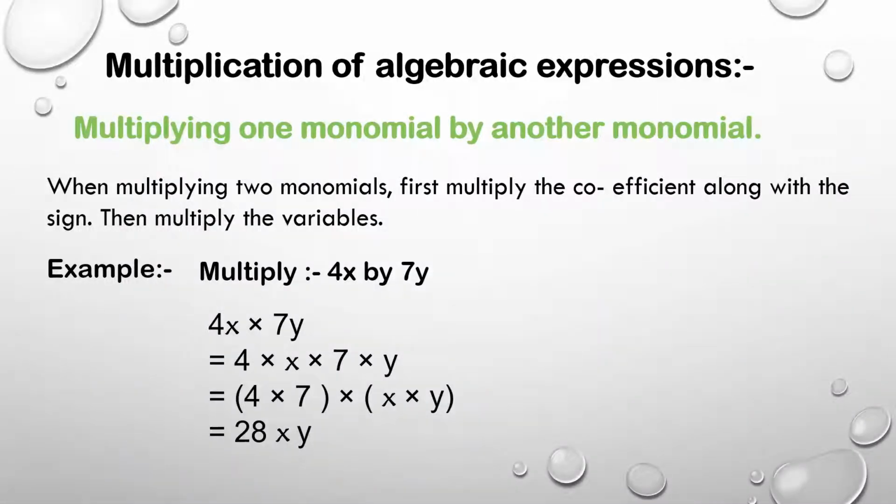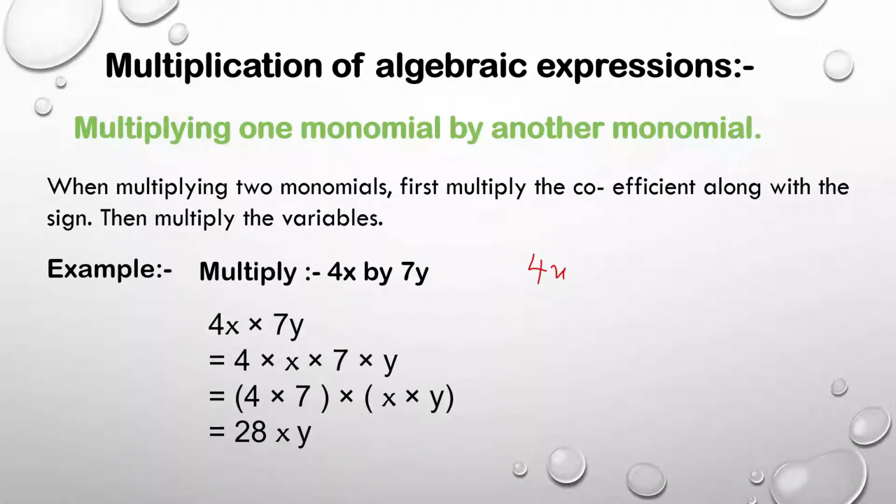Now let us do the multiplication of algebraic expressions. Multiplying one monomial by another monomial. When you are multiplying two monomials, first you have to multiply the coefficients along with the sign, and then multiply the variables. For example, multiply 4x by 7y.